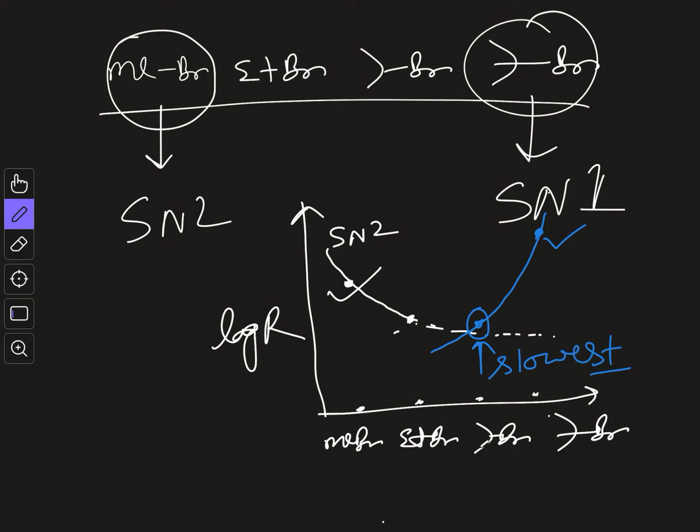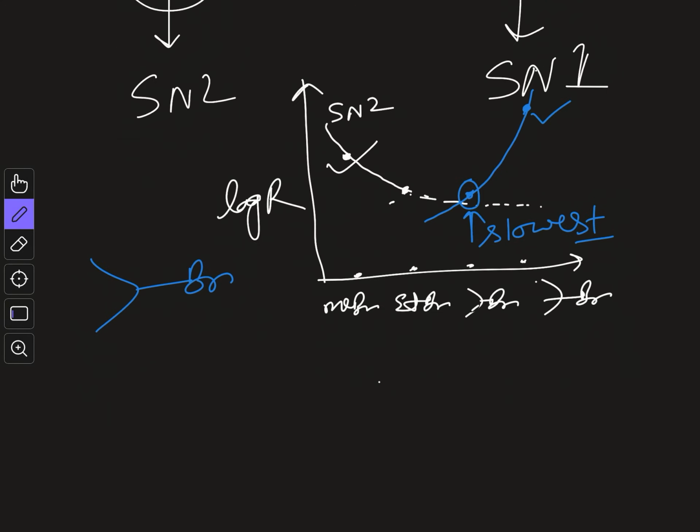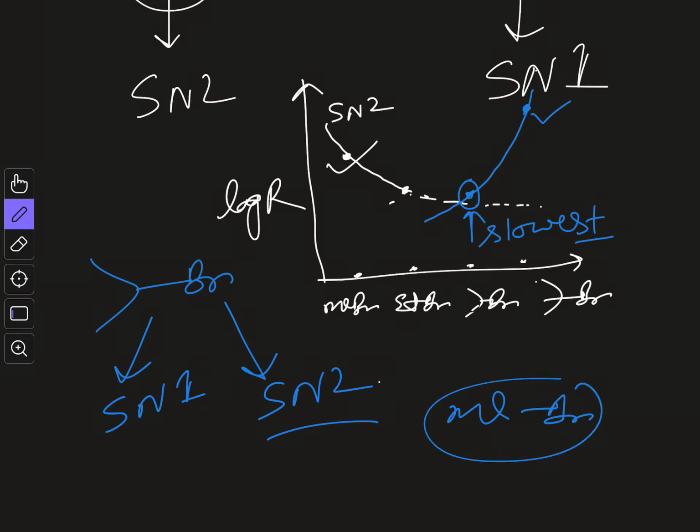So actually this particular substrate is very interesting, this isopropyl bromide. It shows both SN1 and SN2 depending on the reaction condition, that is what solvent you are using, what nucleophile you are using, depending on that it shows both reaction SN1 and SN2. But this methyl bromide, it only shows SN2 reaction, and also this ethyl bromide, it only shows the SN2 reaction.